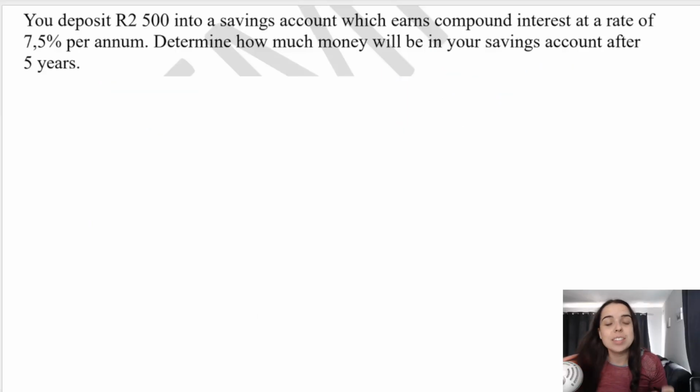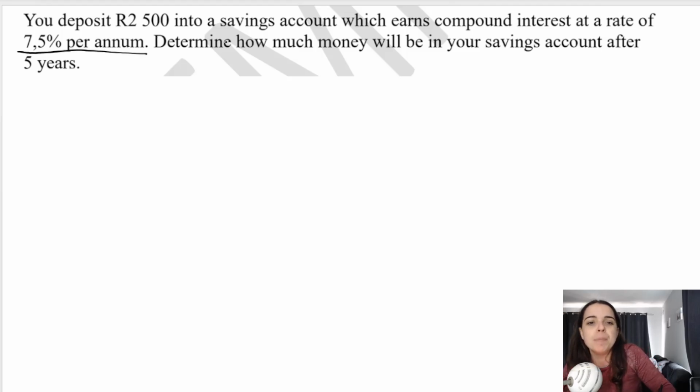My next question says I deposit 2,500 into a savings account which earns compound interest, not simple interest. Remember, simple interest is a separate thing. Hire purchase works off of simple interest, compound interest, different thing. So this question is about compound interest. They give me the interest rate, which is 7.5% per annum. Per annum means per year. Determine how much money will be in your savings account after 5 years.